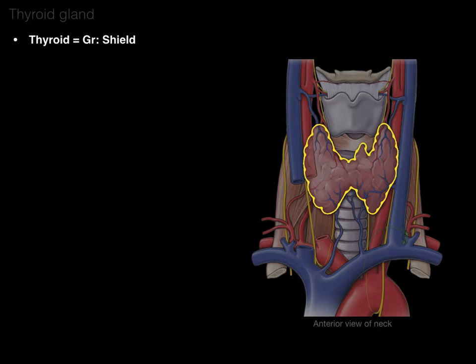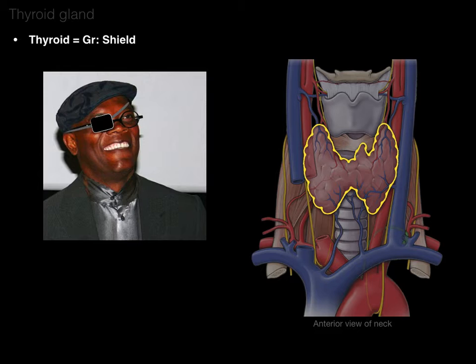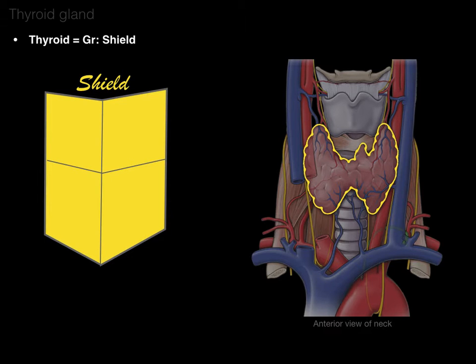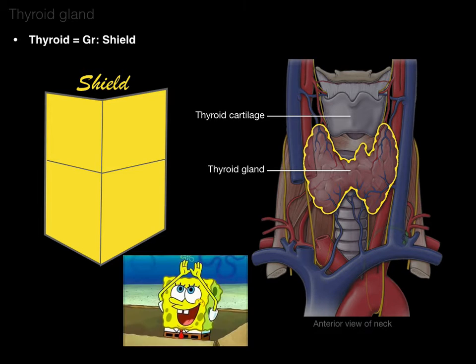So the word thyroid in Greek means shield. Not so much this shield, but this shield, like a shield that you'd see on a knight. And when you take a look at the thyroid cartilage and thyroid gland, if you use your imagination, it kind of looks like a shield.